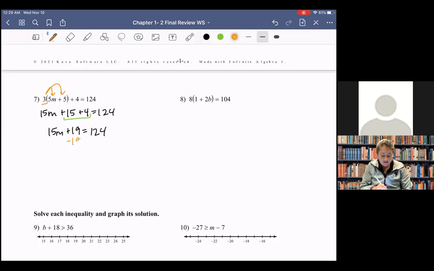I'll subtract 19 from both sides. 15m. If I were to subtract 20, I'd be at 104, but I'm only subtracting 19, so I'm left with 105. Then I'll divide by 15. m equals 105 divided by 15 is 7. A whole bunch of answers. m equals 7.